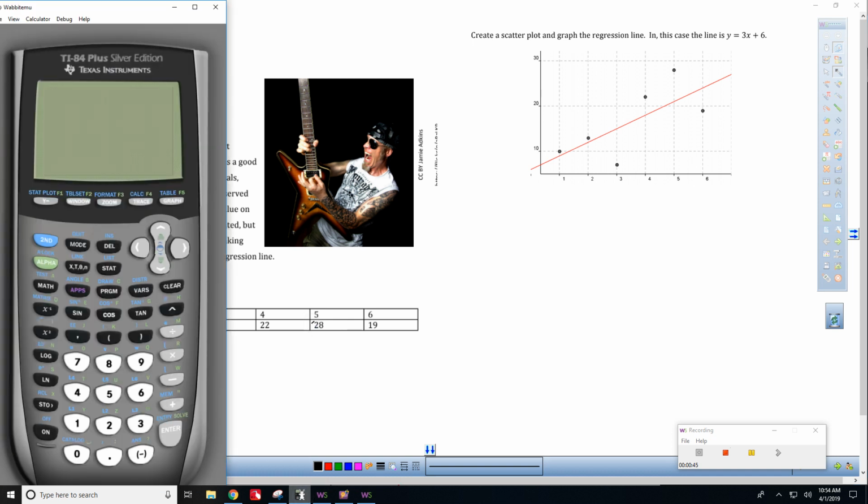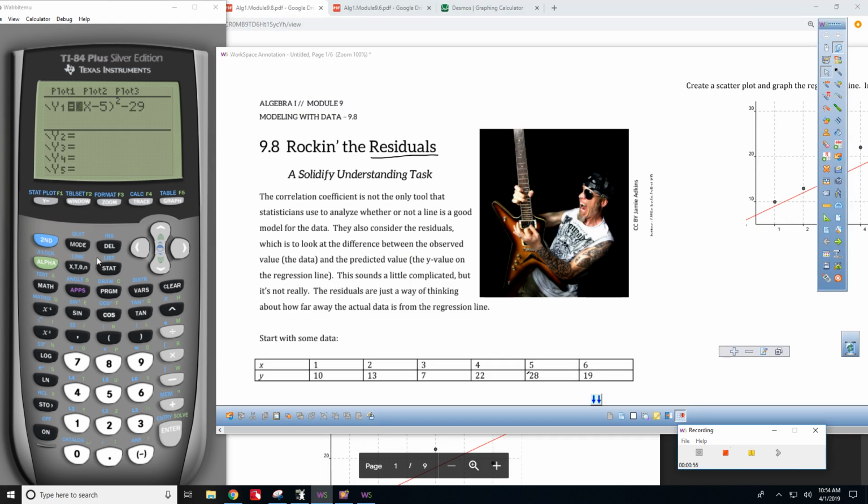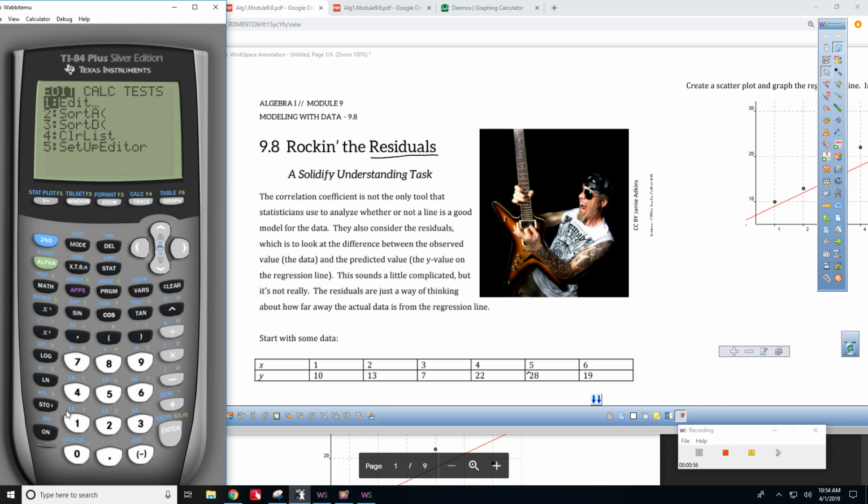So we're going to pull up our calculator and turn it on. All right, let me pause the video real quick. All right, we got our calculator on. Let's go to Stat. Let's edit our lists. Oh, nice. I already have it typed in from earlier because I was getting ready for this video. So notice I've typed in 1 through 6 for list 1. I've typed in 10, 13, 7, 22, 28, and 19 for list 2. I've gone to the catalog, and I've turned my diagnostics on.